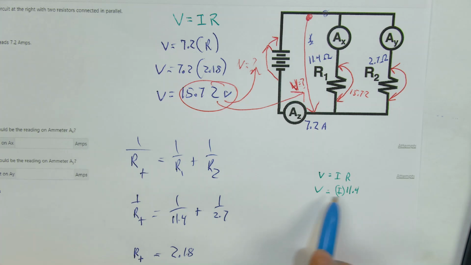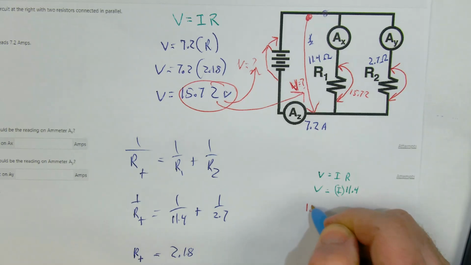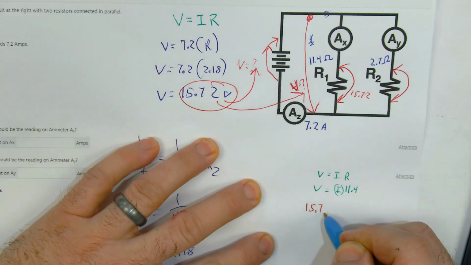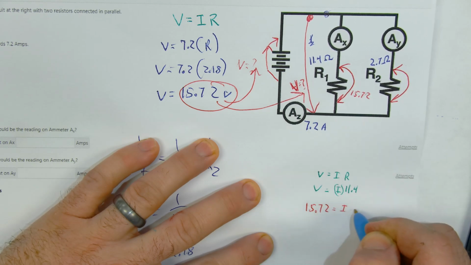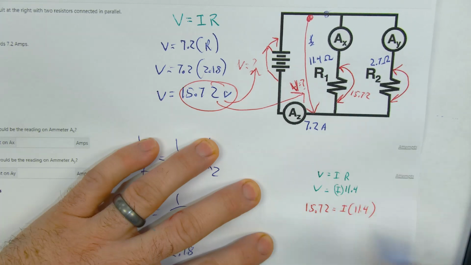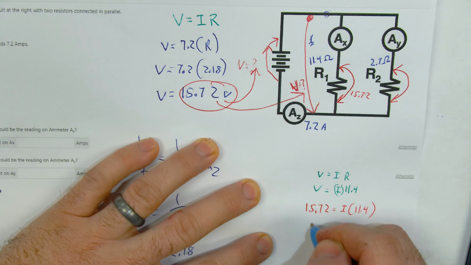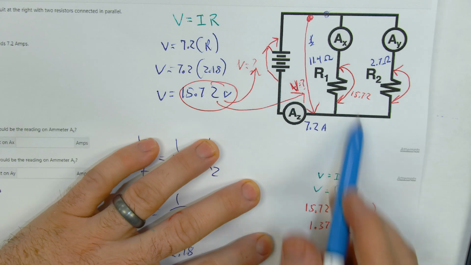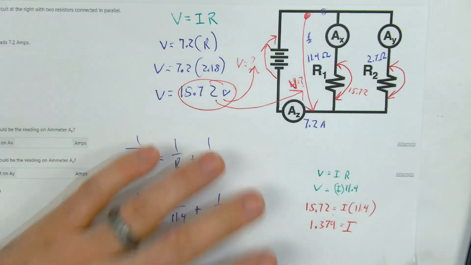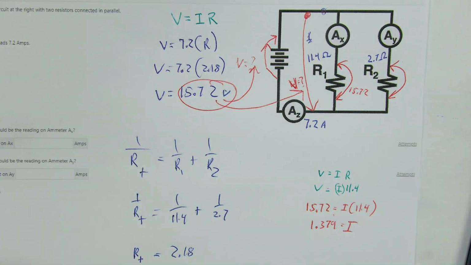So now, when we started this before, now we have a voltage. We can add that to our equation. So we can put 15.72 is equal to current times 11.4. Of course, we can divide both sides by 11.4, and we get 1.379 is equal to the current at that point. That would explain how to do that, and you would do the same thing over here.